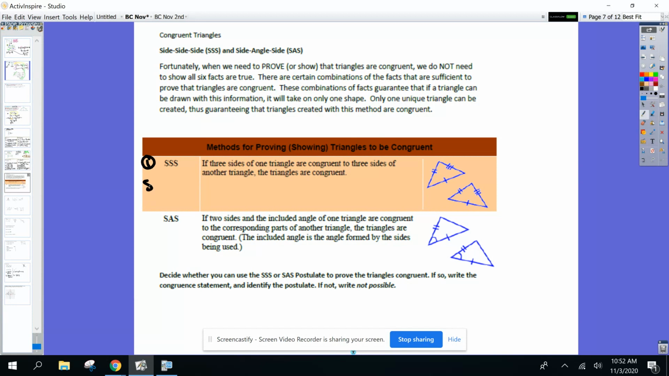That stands for side, side, side. So now, all you need to give me is all three pairs of sides equal. Done. That's good enough. The triangles are congruent. You do not even have to mention the angles. If you can show me that all three pairs of sides are congruent, that's enough. By the side, side, side method, the triangles would be congruent. I go over that pretty quick because there's nothing else to talk about. Just prove all three pairs of sides congruent.